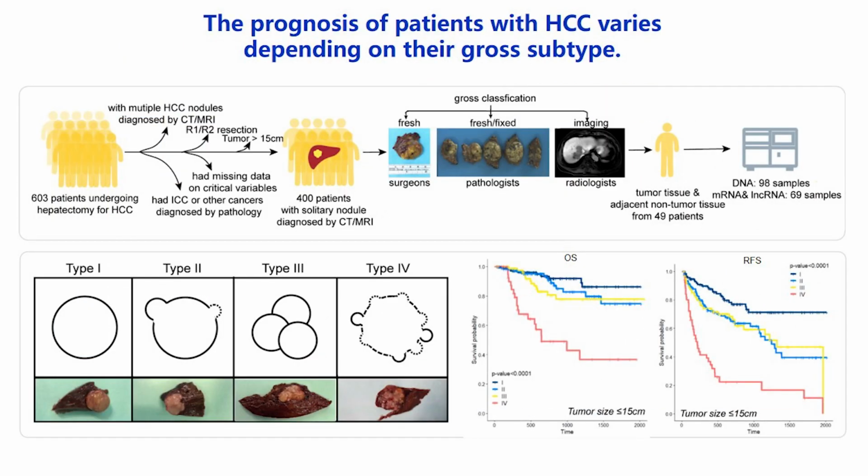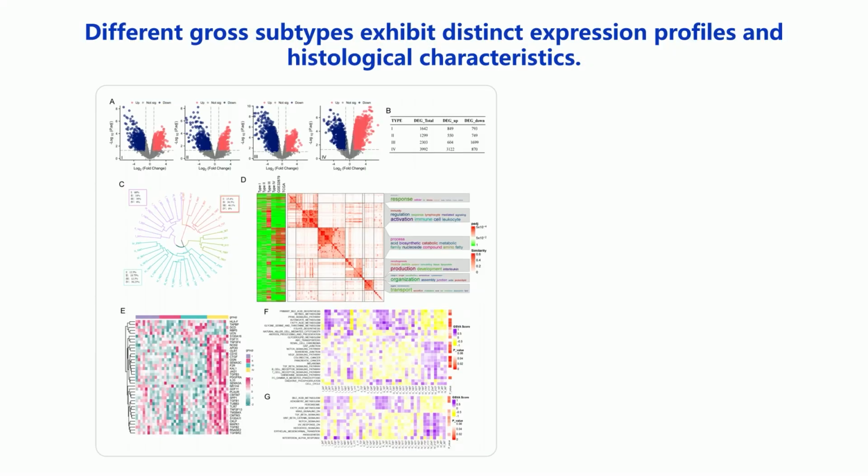Our findings indicate that type 2 and 3 HCC have worse overall survival and recurrence-free survival than type 1, while type 4 HCC presented the worst prognosis. In addition, mRNA, lincRNA, and protein expression levels, as well as DNA mutation, were evaluated in both tumor and non-tumor samples. The 4 gross subtypes exhibit 3 different expression patterns.